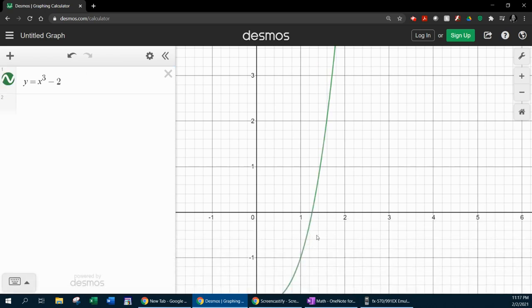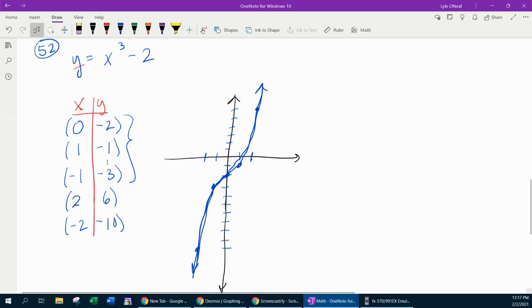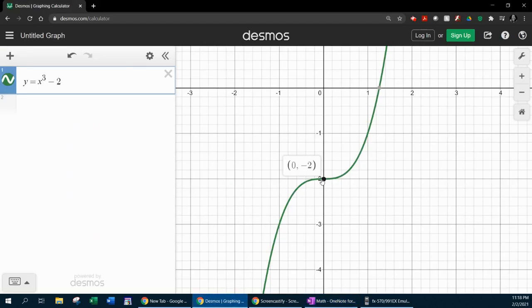And then if I click and drag that up some, we're going to verify some of these points we just did. Okay, so there's 0, negative 2, which verifies this point right here, 0, negative 2. And notice that's the center of the squiggle. That 0, negative 2 is the center of the squiggle. And then if I go over to 1, there we go. It's hard, but I can click on the graph and verify 1, negative 1.